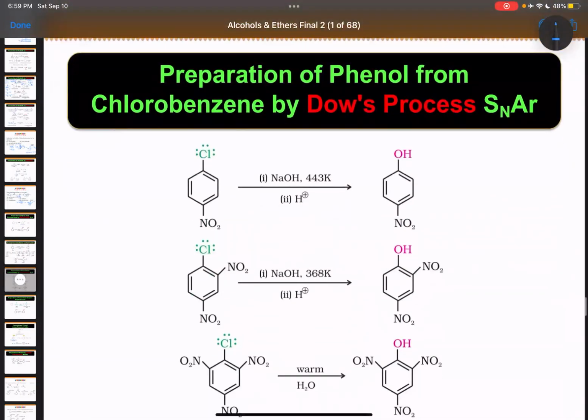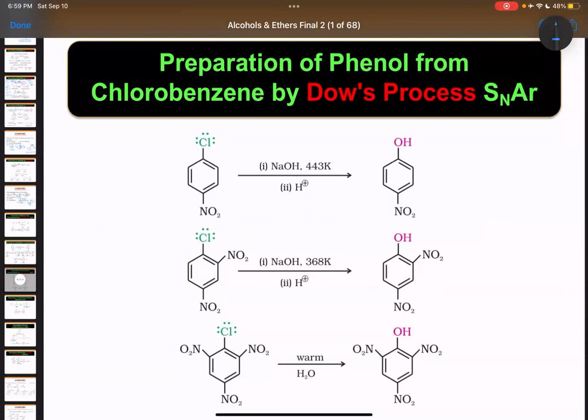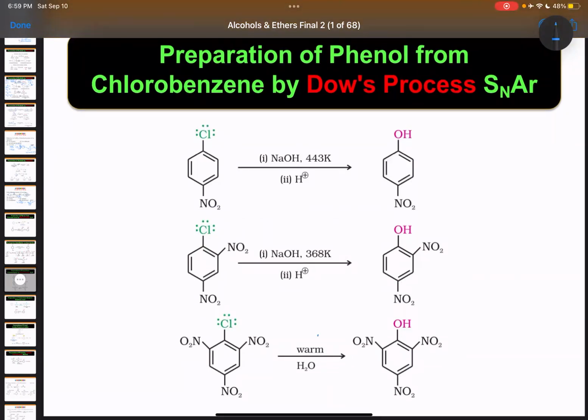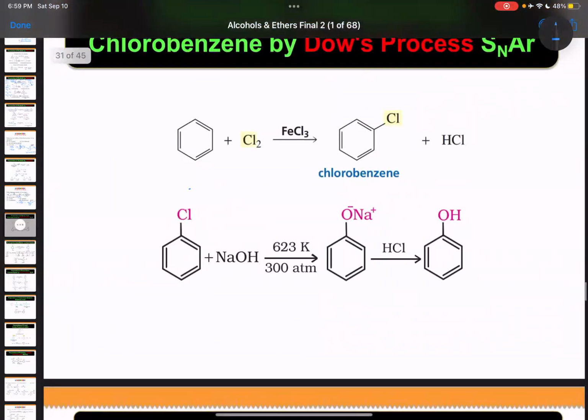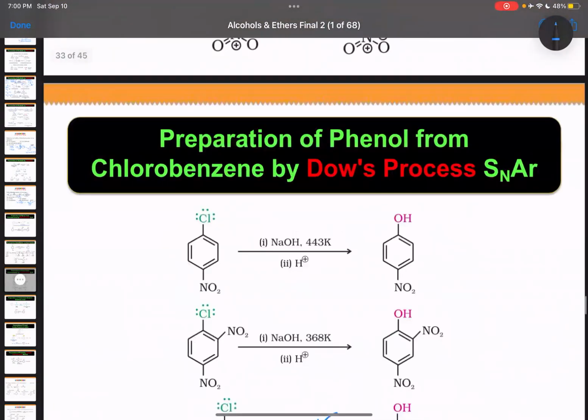An electron withdrawing group at the ortho and para positions brings positive charge on the ring, and that's how the ring becomes more reactive, and the reaction becomes easier and easier. You can see here it has happened just by warming. So this is Dow's process for the preparation of phenol, but you need to have the chloro group already connected, which you connect by electrophilic aromatic substitution. Then only you can have it.